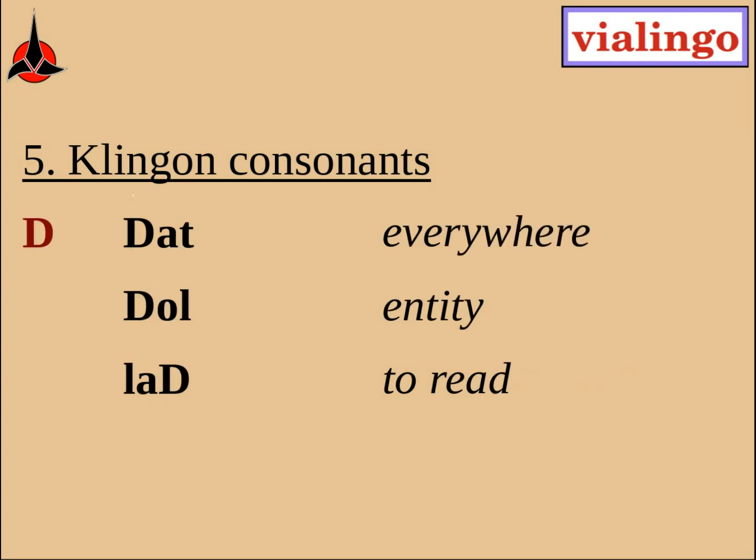The letter D is almost like the English letter D, which is pronounced by touching the tip of the tongue to the roof of the mouth just behind the teeth. When sounding the Klingon D, the tongue touches the roof of the mouth a little further back. D, d, d.